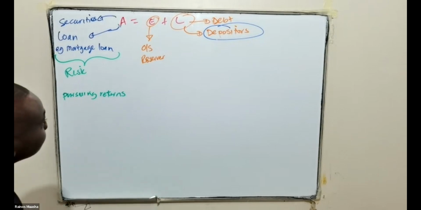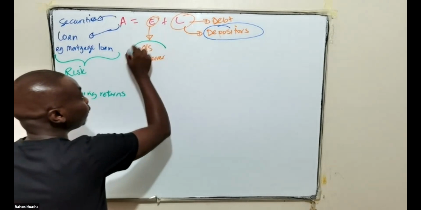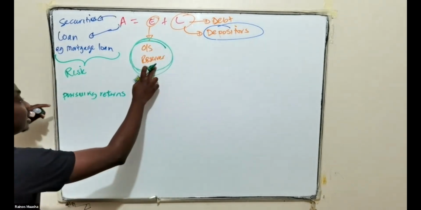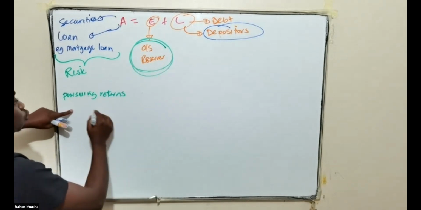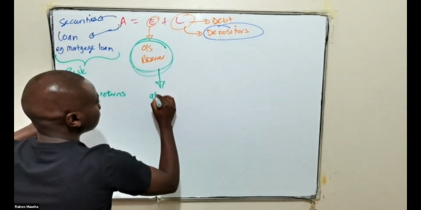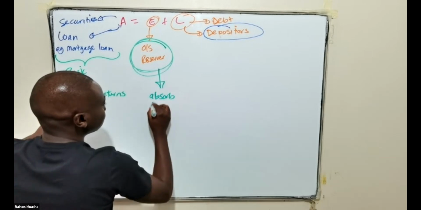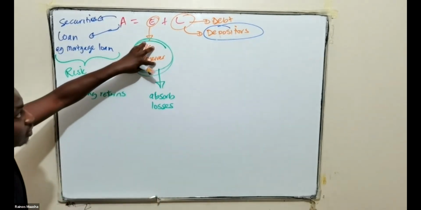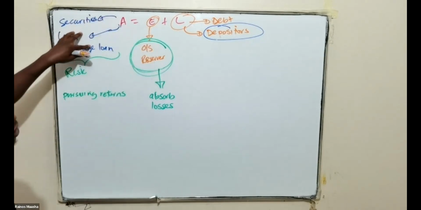So to do that, we need to make sure that there is enough money from here so that this money is going to be enough to absorb the losses. We need this money to absorb the losses. So we need money here that is enough to absorb the losses.